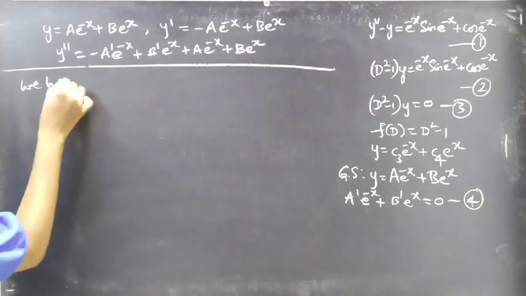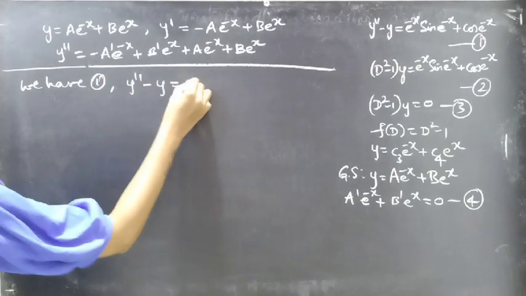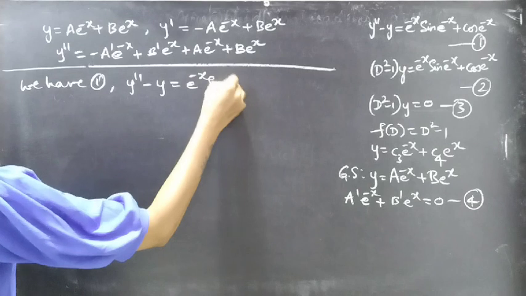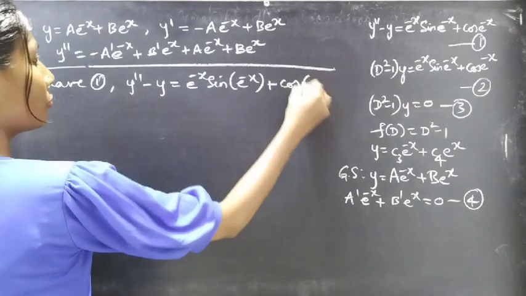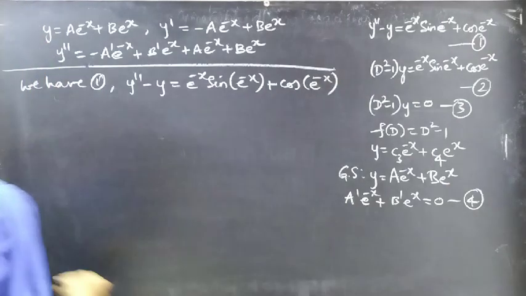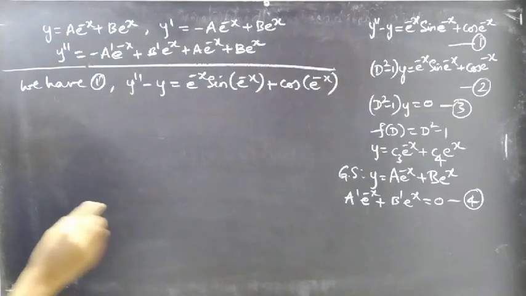We have equation 1: y double dash minus y equal to e^(-x) sin(e^(-x)) plus cos(e^(-x)). Now substitute y and y double dash in it.